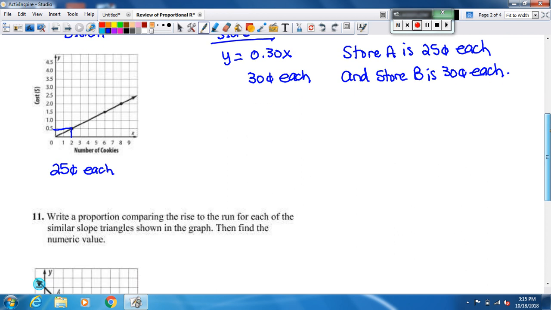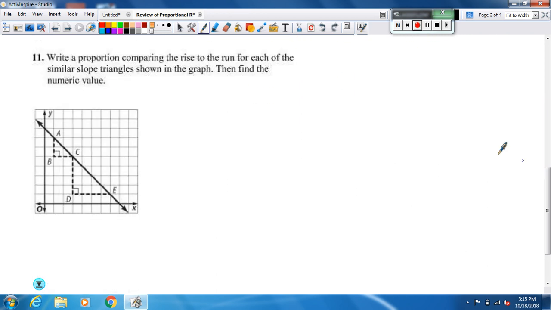Okay, number 11. Write a proportion comparing the rise to the run for each of the similar slope triangles shown in the graph. So a proportion is one fraction equal to another. The first triangle that they drew is 2 units high and 2 units long. So 2 and 2. And the second triangle is 1, 2, 3, 4 units high and 1, 2, 3, 4 units long. So that's 4 over 4. So that is the first part of the answer, writing the proportion.